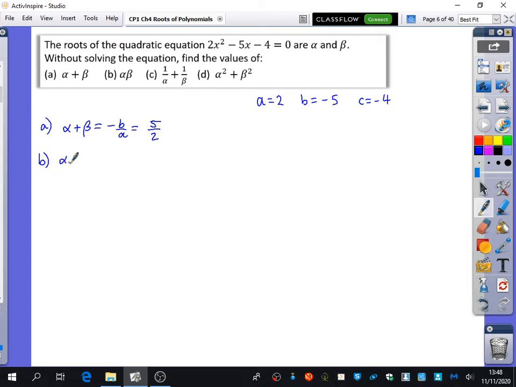Part B of the question, the product of the roots is c over a, which is minus 4 over 2, which is minus 2. And then this is where things get a little bit more interesting. I want to find out what is the sum of the reciprocals of the roots without calculating what the roots actually are. What do you think I could do to these two fractions here?